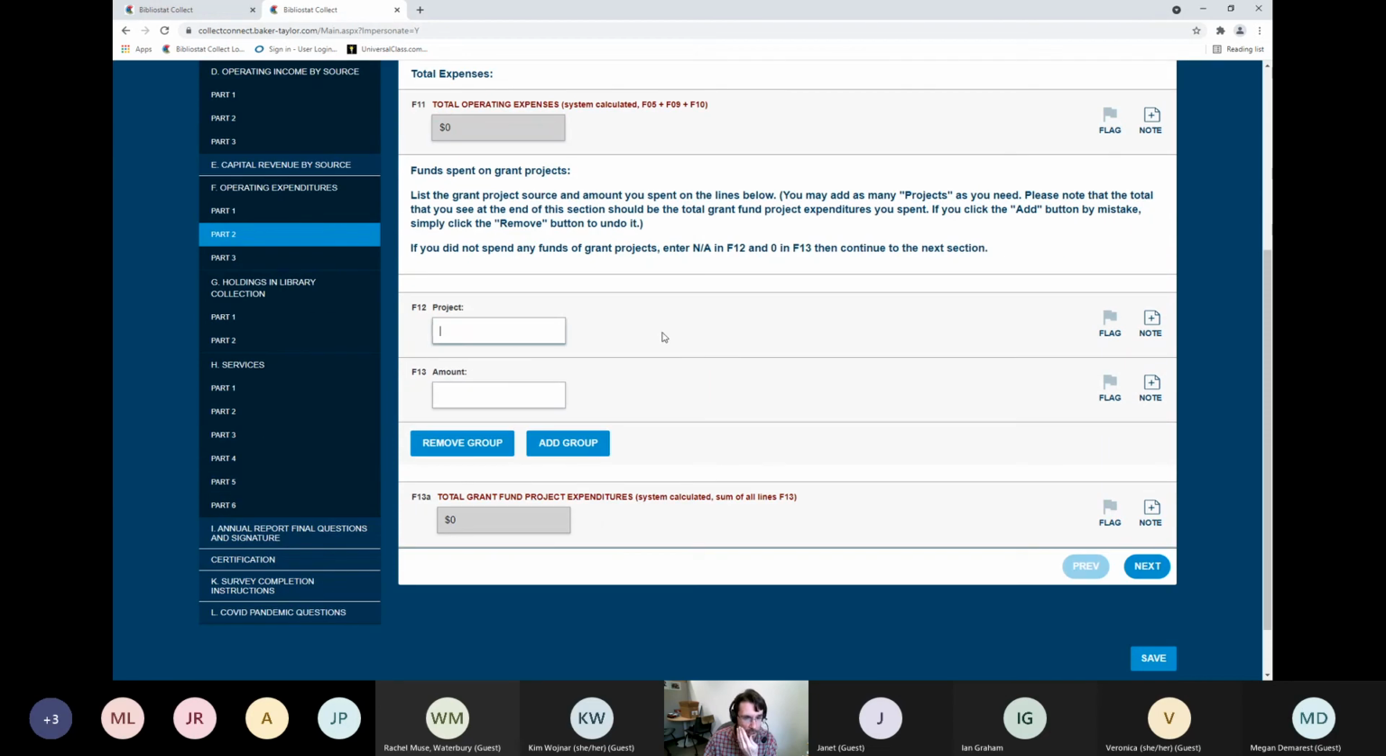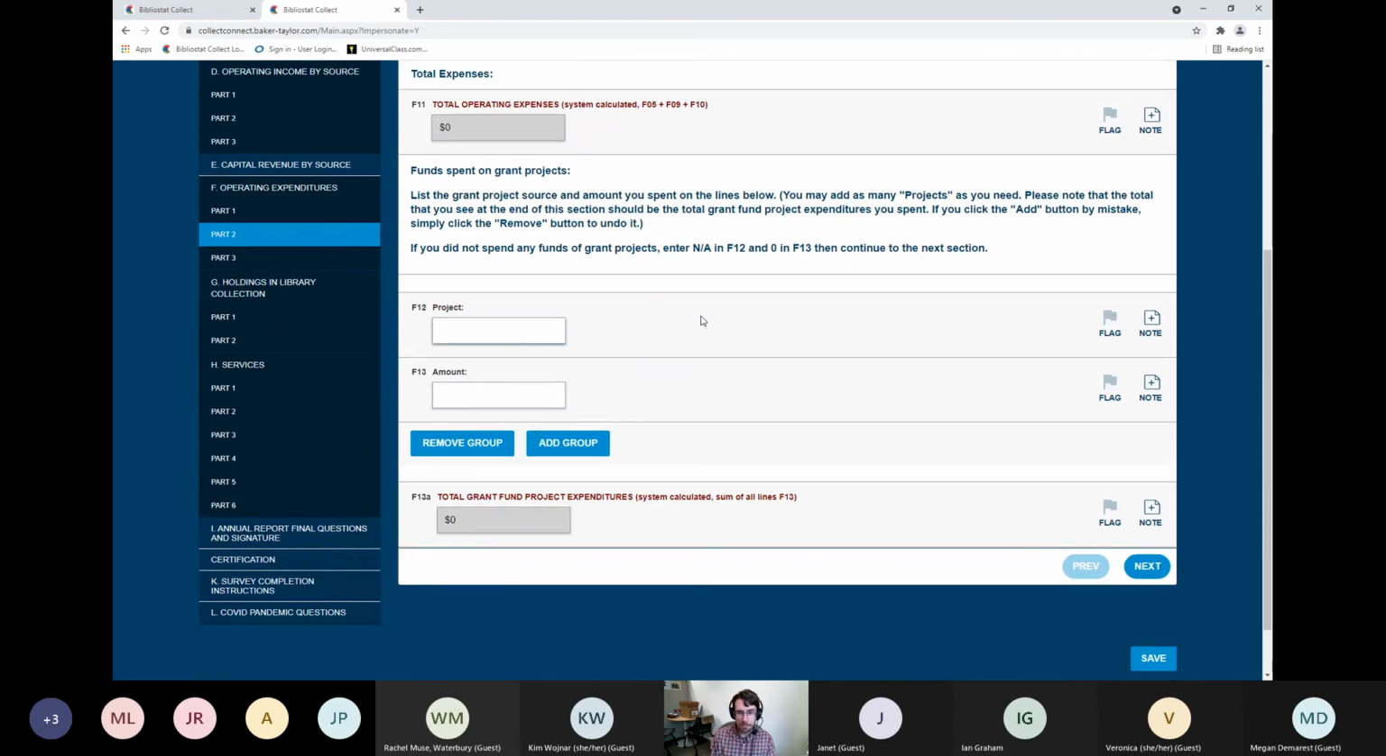Next, funds spent on grant projects. This is everything that you got a grant for. In general, the easiest way to do it is everything you got a grant for, list it as a project here and put that amount. So we had a summer performer grant for $200, right? Summer performer grant, $200, and don't include it anywhere else. So that's the easiest approach.